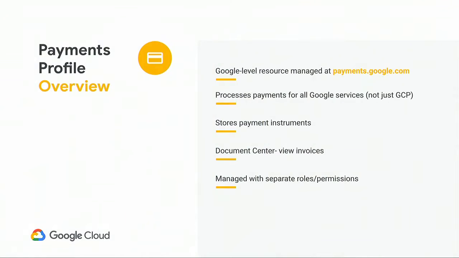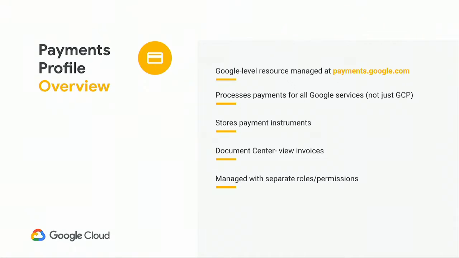So the payments profile is a Google level resource. And what that means is that you utilize the payments profile to pay for your Google services beyond just GCP. So you could use your payments profile to pay for things like AdWords, GCP, Chrome, Google Play. As it's a Google level resource, you are able to manage different payment methods within that payment profile. So if you're an online customer, you can manage things such as debit cards, credit cards, or bank account information.